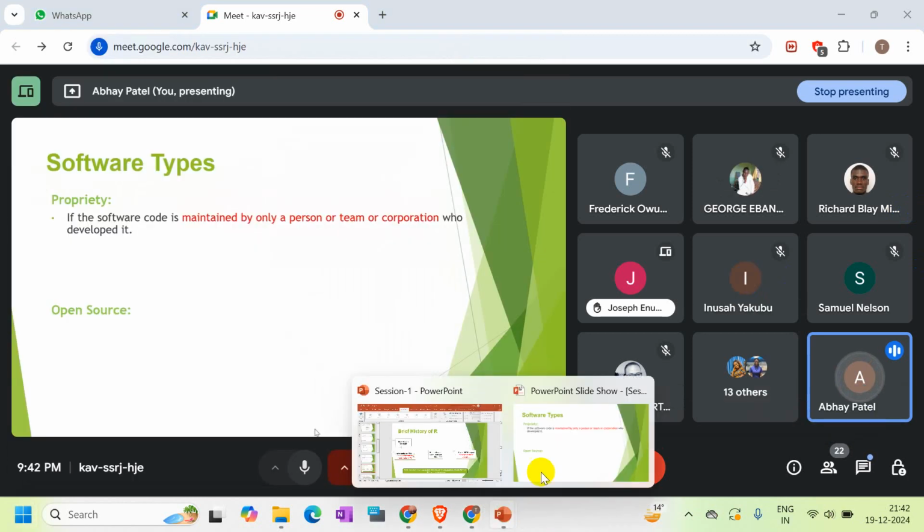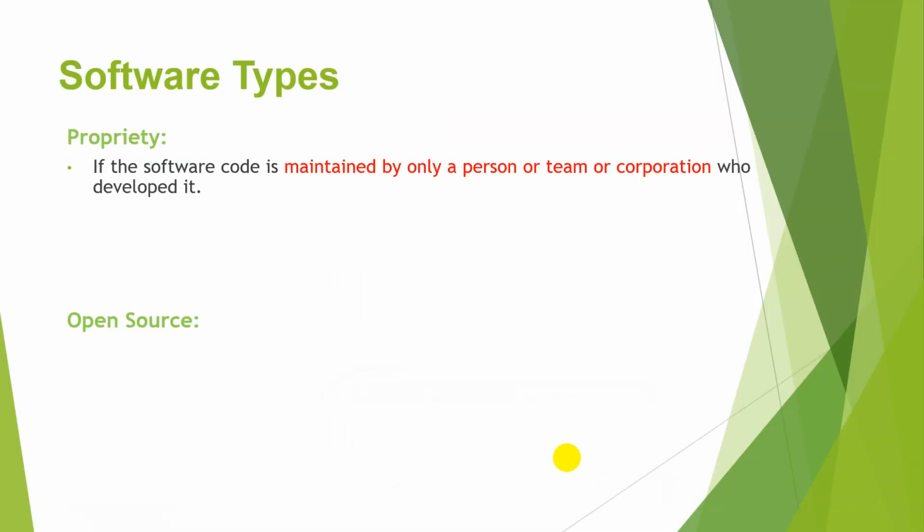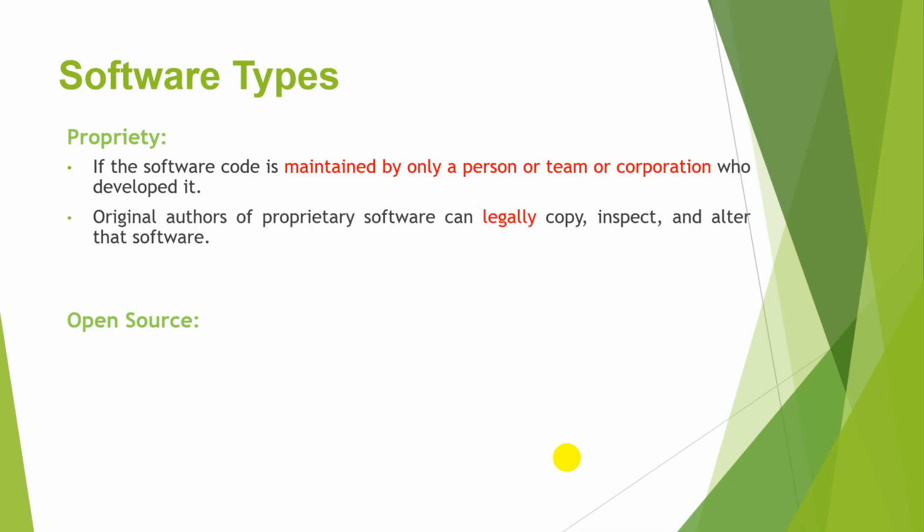I am just telling you about different types of software. We have two major types: first is proprietary software, second is open source software. Proprietary software is software which is managed by a corporation. We have many such software in our systems, like SPSS, Stata, Microsoft Excel. Those are called proprietary software.